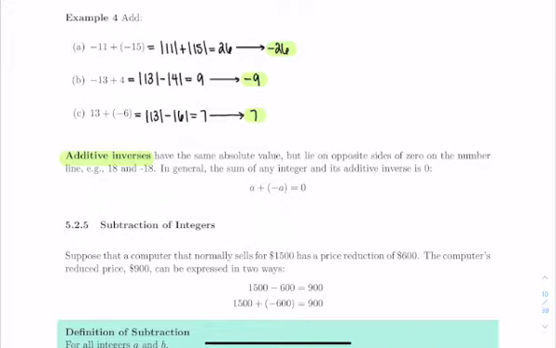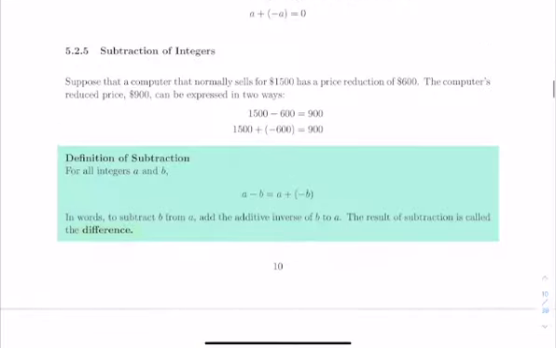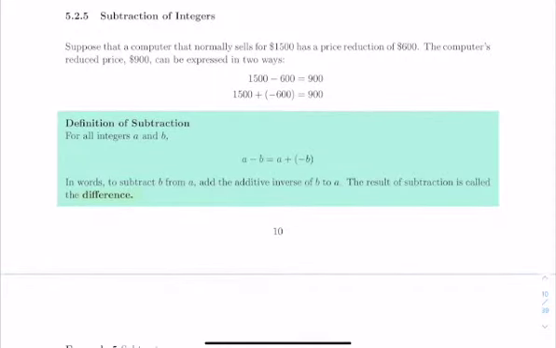When we talk about subtraction of integers, let's suppose that a computer that normally sells for $1,500 has a price reduction of $600. The computer's reduced price, $900, can be expressed in two ways. We could do 1,500 minus 600, which is 900, or we can use the additive inverse, 1,500 plus -600, and we will still get 900. So for all integers a and b, a minus b can be written as a plus -b. And so that's going to give us the difference.